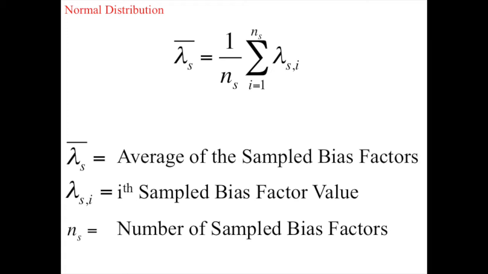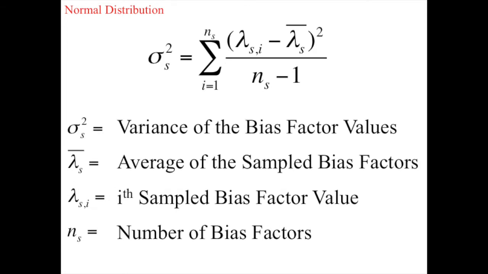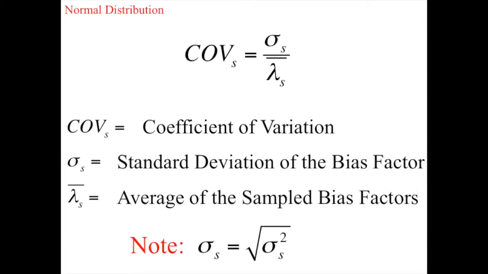The mean value of the sampled bias factors can be determined by summing the values of the individual bias factors and then dividing by the number of samples that were used. Likewise, the variance value of the sample data can be obtained by dividing the sum of the squares of the differences of the mean bias factor and the individual bias factors by one less than the number of samples that were used. As is common in all statistical processes, the coefficient of variation is defined as the ratio of the standard deviation to the mean bias factor.